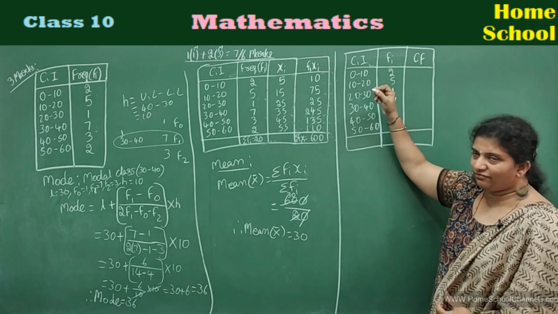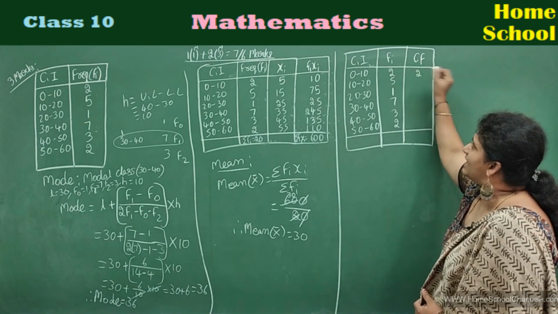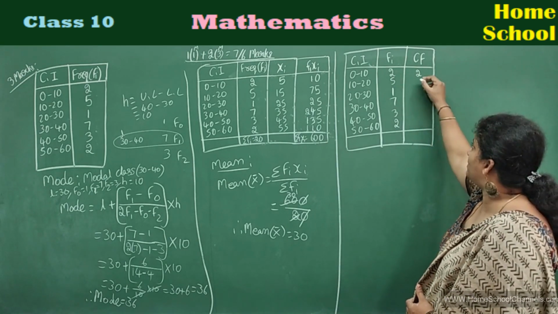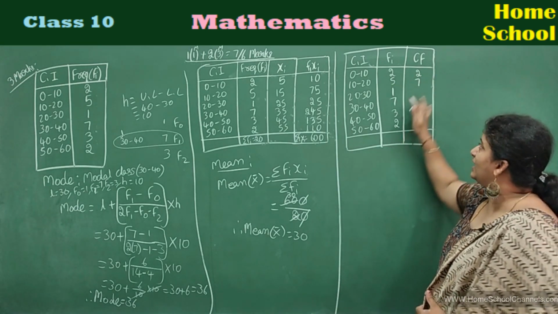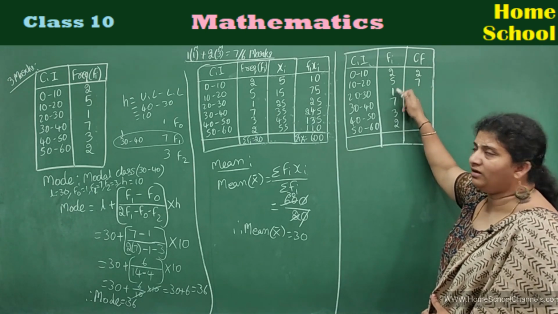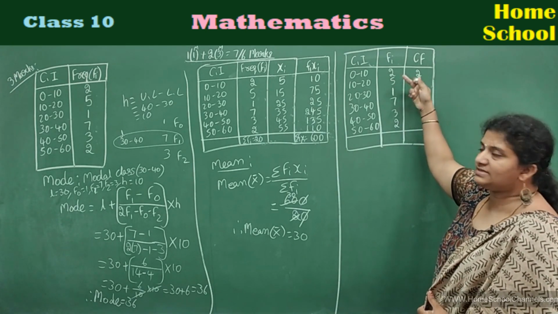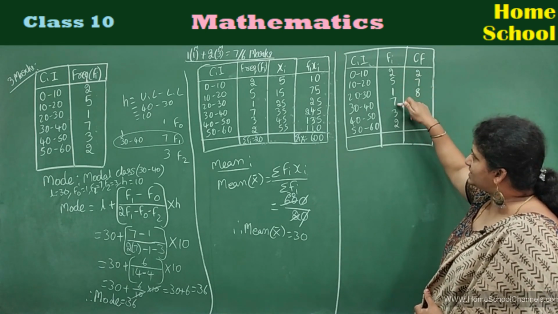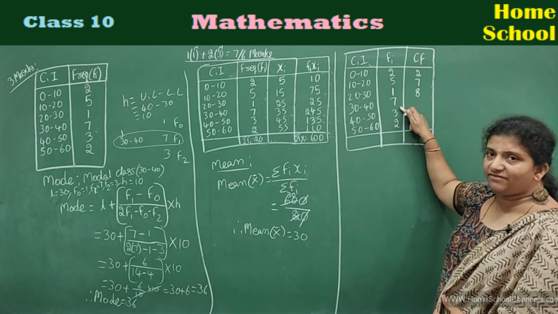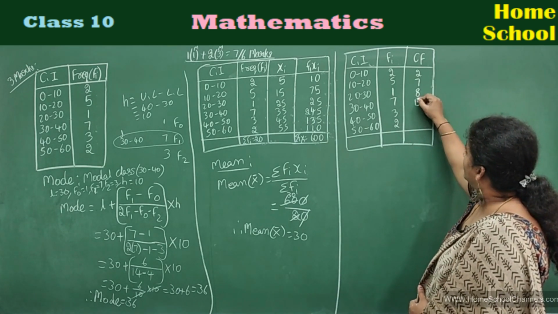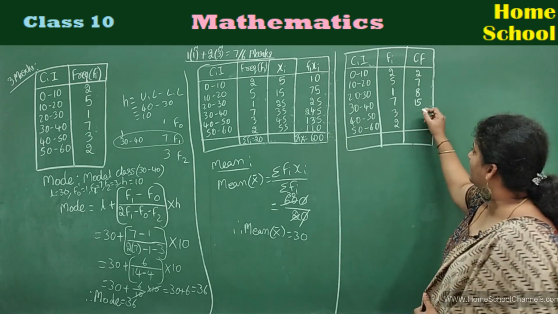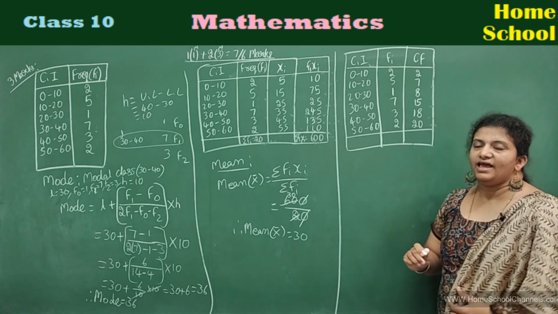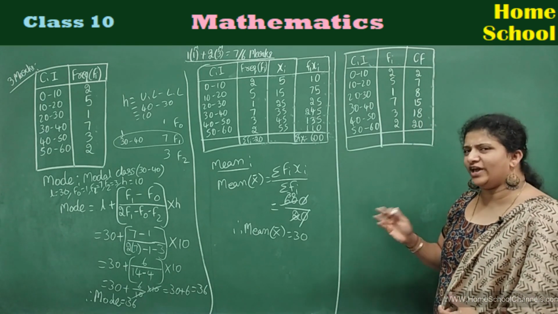Look here carefully: 2. First one as it is. 2, next frequency add up, 2 plus 5 will be 7. And for this 7, add the next number, 7 plus 1 will be 8. Next number add to it, 8 plus 7, 15. And again 15 plus 3 will be 18. 18 plus 2 will be 20. Understand cumulative frequency? It is very easy.